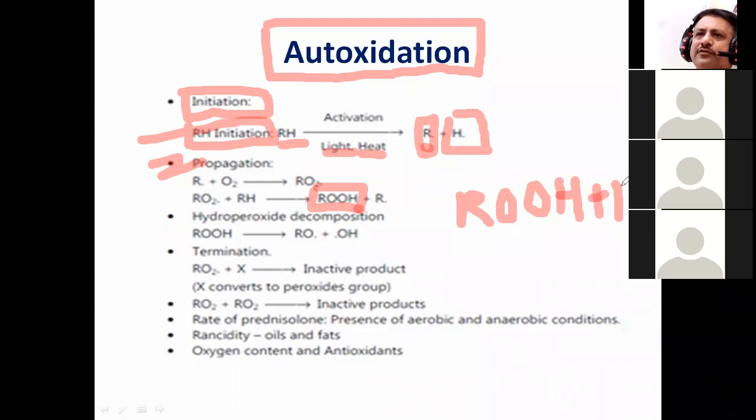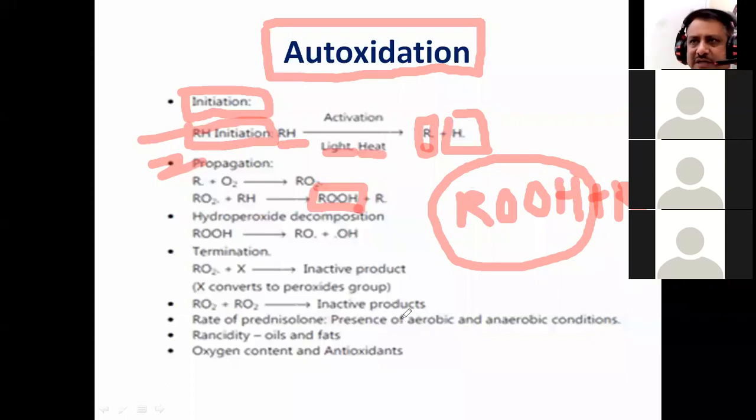Girls, I am asking you something. What is ROOH? Carboxylic acid. Okay, so here it has led to formation of acid in the second step, that is propagation.